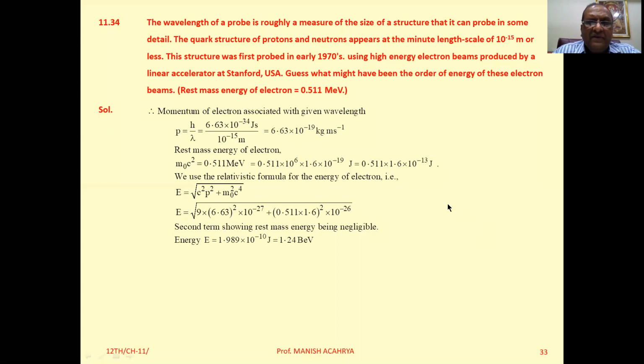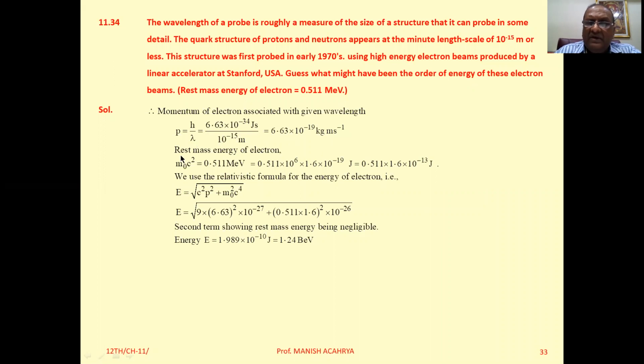Now see, here this particular structure appears at the length scale of 10 raised to minus 15 meter. So we have to take the wavelength lambda of the order of 10 raised to minus 15 meter. Now momentum of electron is h by lambda. So substitute the value of h and lambda, which we have to take of the order of 10 raised to minus 15, and you will get the momentum.